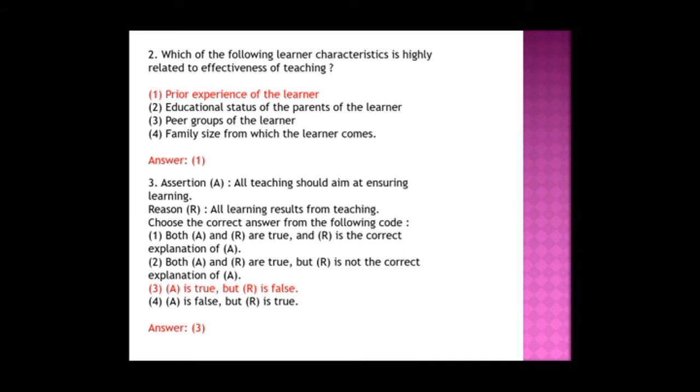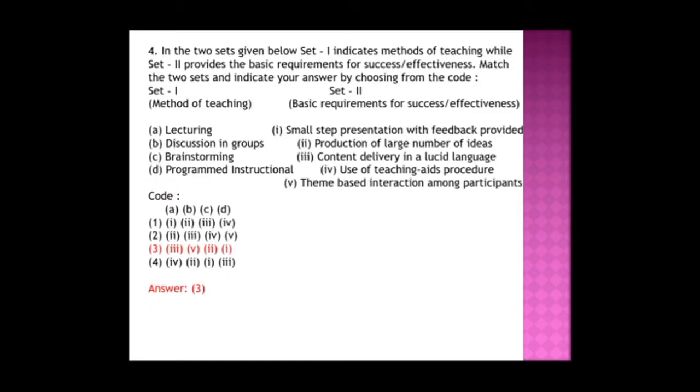Here the answer is 3, because the assertion is right. All teaching should aim at ensuring learning, that is right. And all learning results from teaching, that's not right. You can learn from anywhere, not only from teaching, right? You can learn by yourself also. So that statement is false. So here the answer is 3: A is true but R is false.